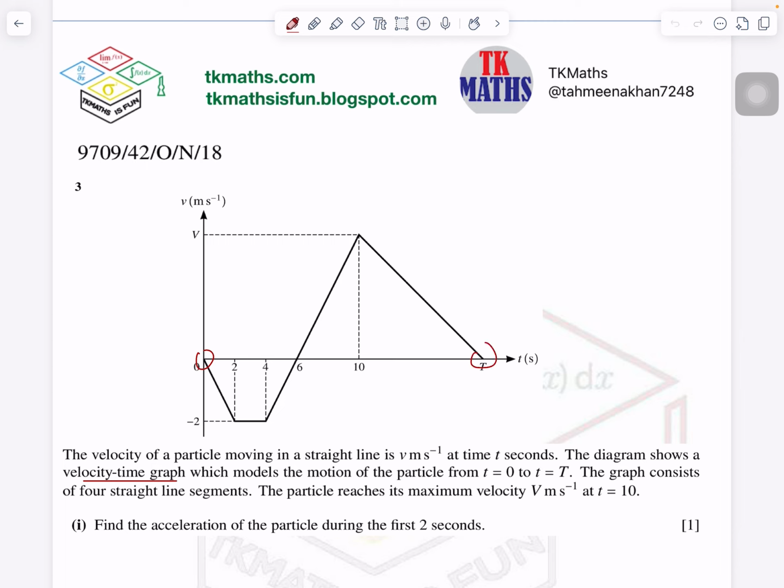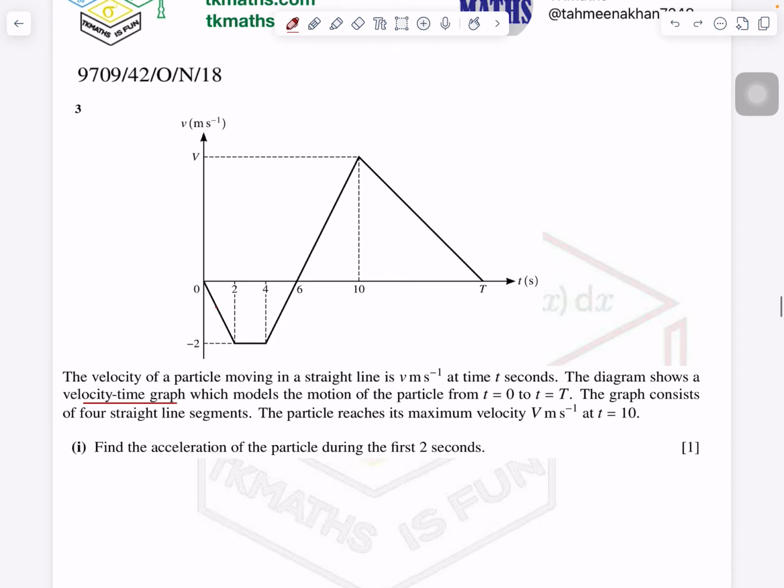This is the complete time. The graph consists of 4 straight line segments, 1, 2, 3, 4. Okay, so it consists of 4 straight segments. The particle reaches its maximum velocity v in 10 seconds. Find the acceleration of the particle during the first 2 seconds.